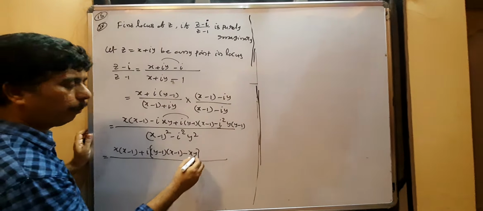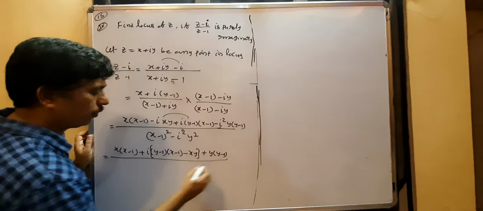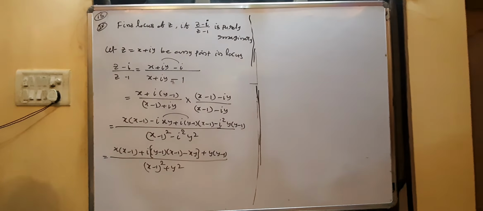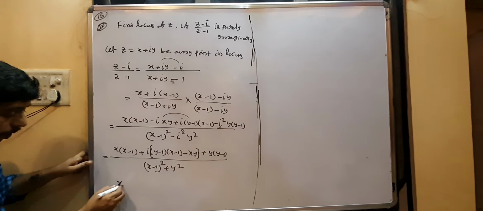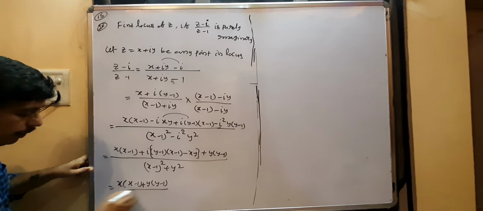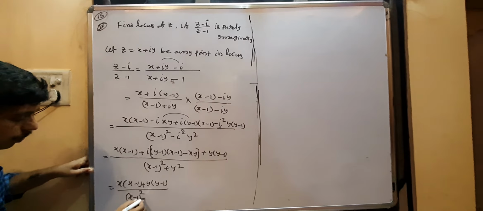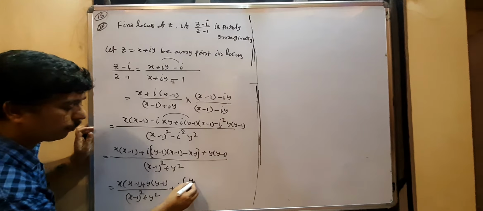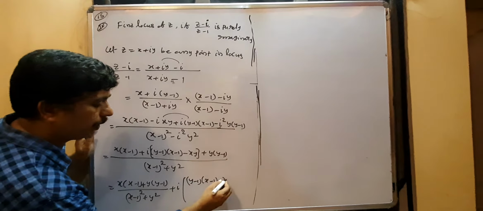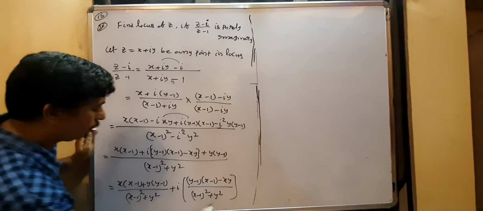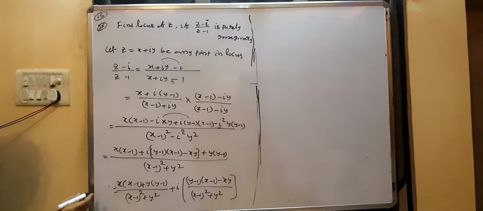What is the i square value? Minus 1. Minus into minus, plus y into (y minus 1), by (x minus 1) whole square plus y square. Split the numerator. The real part you can write together: x into (x minus 1) plus y into (y minus 1) by the denominator, that is (x minus 1) whole square plus y square, plus i into (y minus 1) into (x minus 1) minus xy by (x minus 1) whole square plus y square. This total value is the left hand side, (z minus i) by (z minus 1).